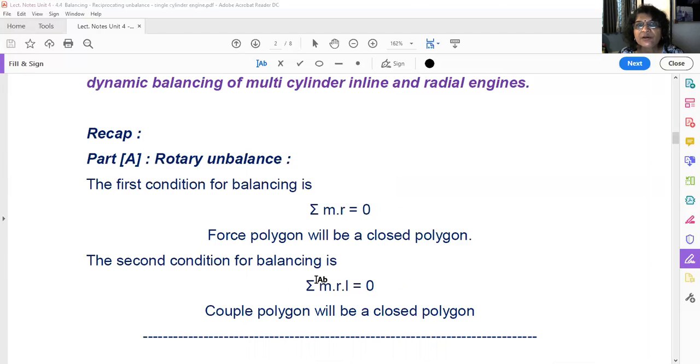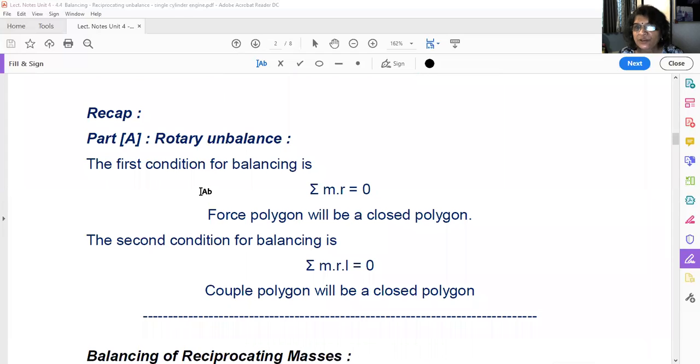So what have we learned in the earlier lecture about the two conditions for rotary unbalance? The first condition is summation of forces is equal to 0. That means you must get a closed force polygon. And the second condition is summation of couples is equal to 0. That means you must get a closed couple polygon if your system is completely balanced.